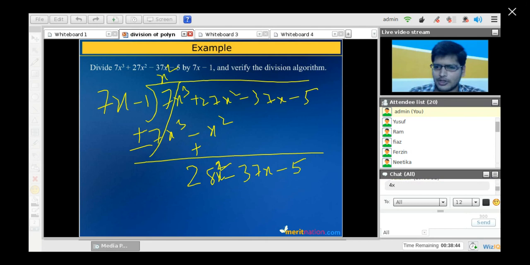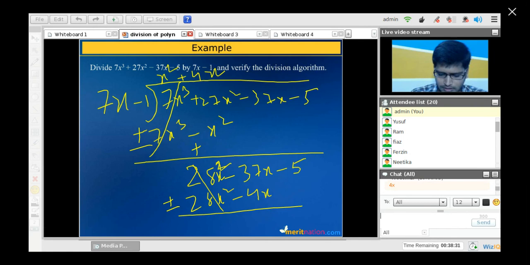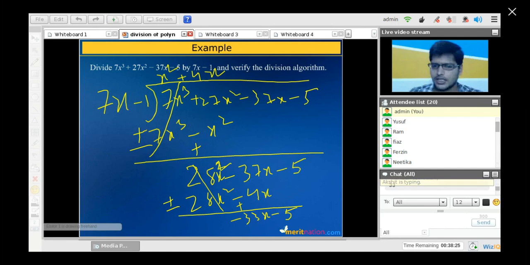I can understand how many of you are making mistakes as I asked the question. 4x, it is nothing but 28x square minus 4x. If you do it, plus or minus goes off. This 2 goes off. 37, this will be plus. So this will be minus 33x minus 5. What is the further division? Is it possible?